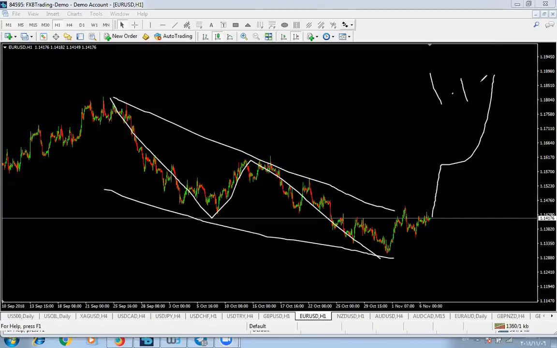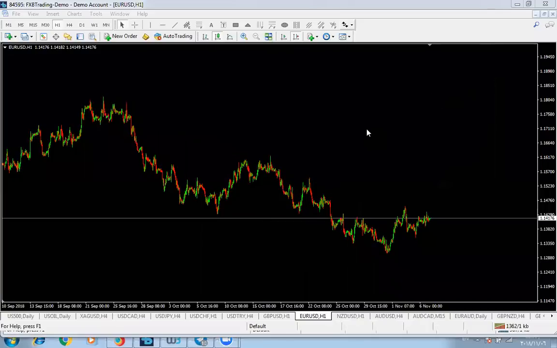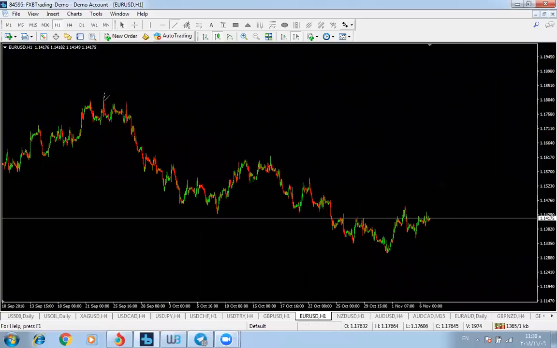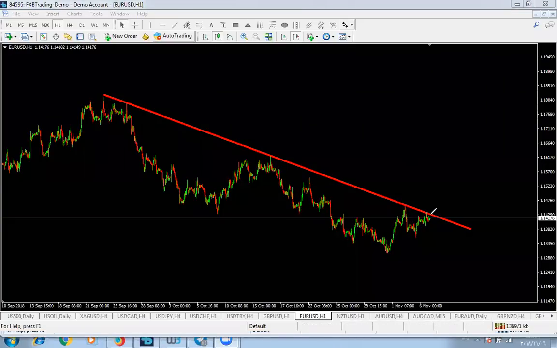1.18 area. This is if the fundamentals were against the dollar, but I don't advise anyone to buy the euro unless it breaches this vital trend line for the price. Once the trend line is breached to the upside, we can go long.